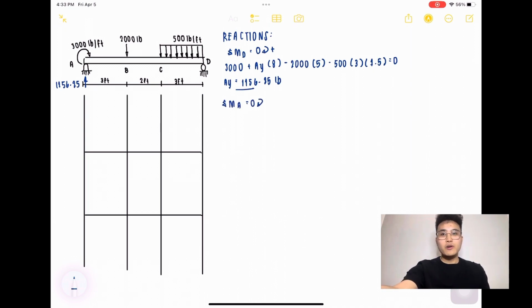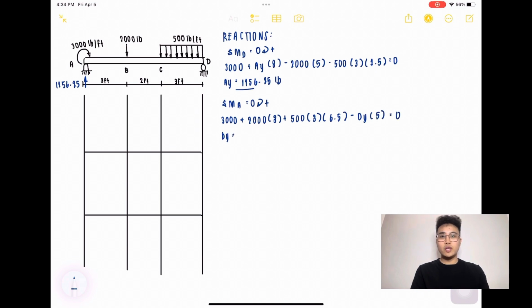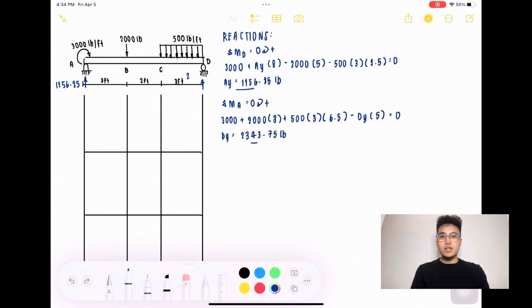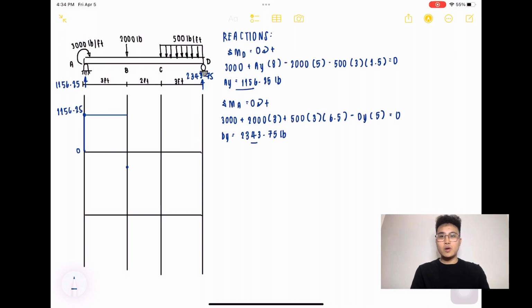Next, magmo-moment naman tayo sa point A. Again, 3,000 plus 2,000 times yung distance na 3 plus yung resultant na 500 times 3 times 6.5 minus Dy times 5 and equate ito sa 0. So Dy is equals to 2,343.75 pounds. Now, that complete ng forces natin, proceed na tayo sa shear diagram. Start sa upward force na 1,156.25, then straight line, subtract 2,000, mag-equate sa negative 843.75. Next ay add ang distributed load, magiging negative 2,343.75. At ang upward force sa segment D, so magzi-zero ito.